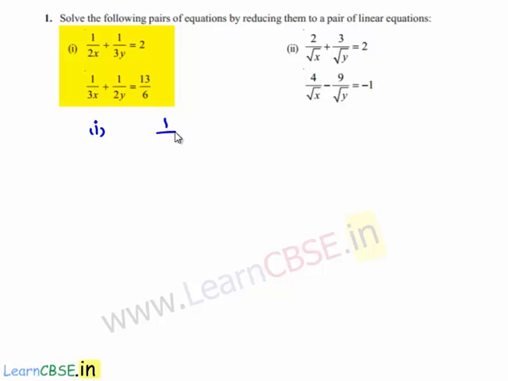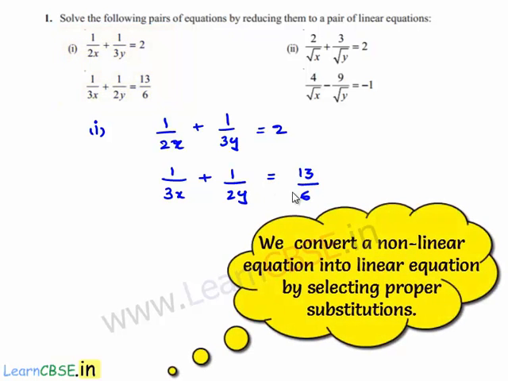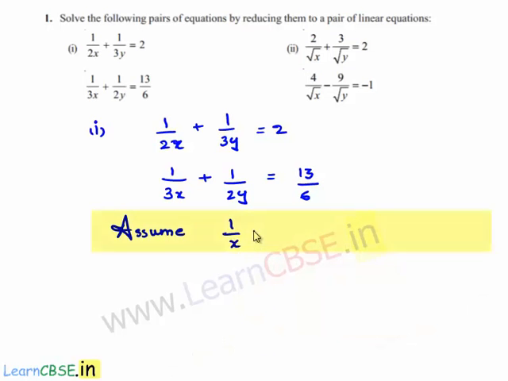So first let us write down the given equations. 1 by 2x plus 1 by 3y is equal to 2, and 1 by 3x plus 1 by 2y is equal to 13 by 6. Now let us assume 1 by x is equal to a and 1 by y is equal to b. So in place of 1 by x, from now onwards let us write a, and in place of 1 by y let us write b.